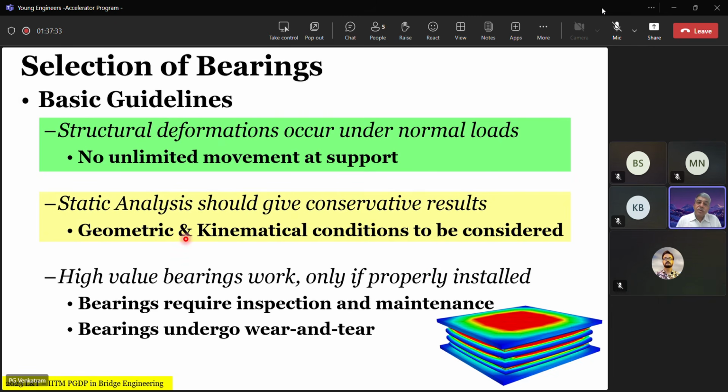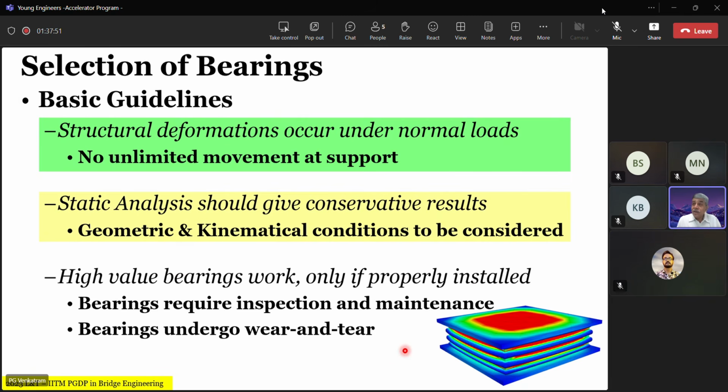But you must also consider geometric and kinematical conditions so that you assess the deformation in these bearings correctly. High value bearings work only if properly installed. What are the highest value bearings? You have the spherical bearing. Bearings require inspection. They also undergo wear and tear.